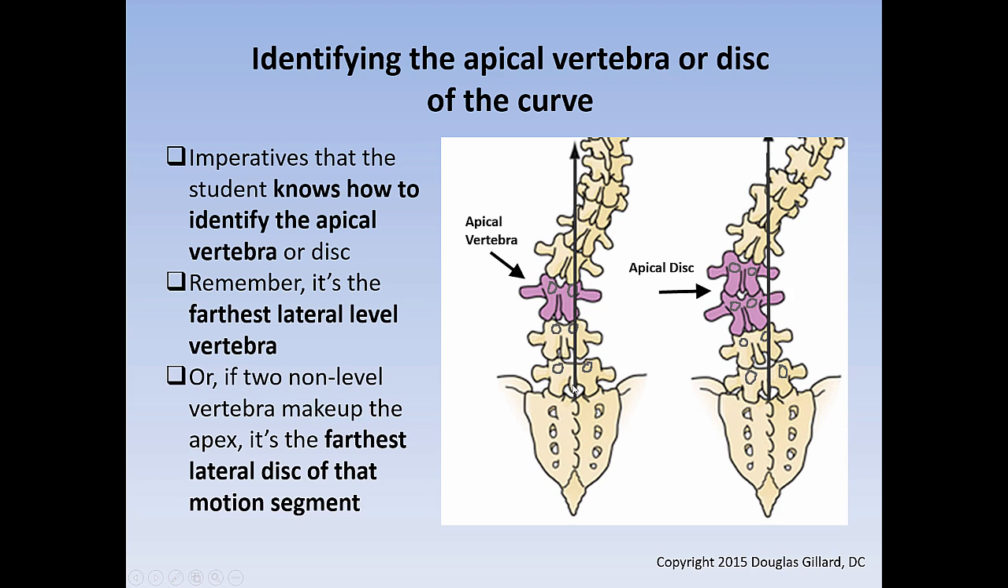In the lumbar spine it's actually called the central sacral vertical line. I don't care if you call it the mid-sagittal line, though, it's fine. And we'll see how to draw that in a little while. Okay, it's as simple as that. So the apical vertebra, or combination of vertebrae, is the farthest one away from this line. That's the apex of the curve.